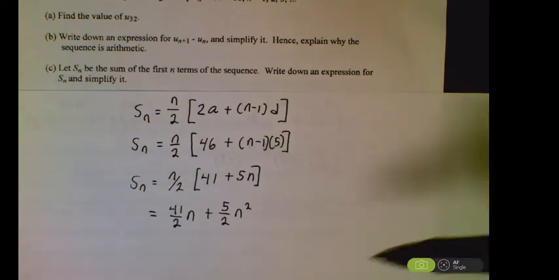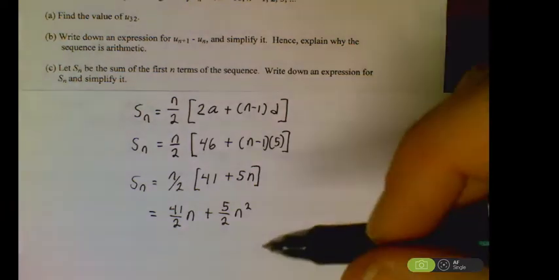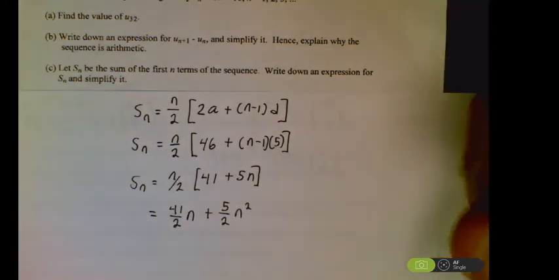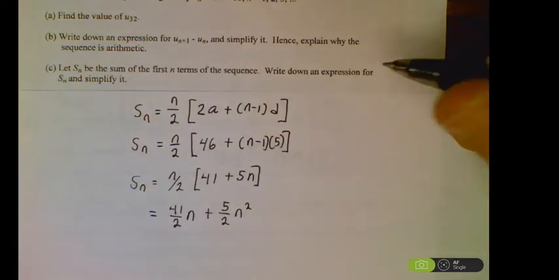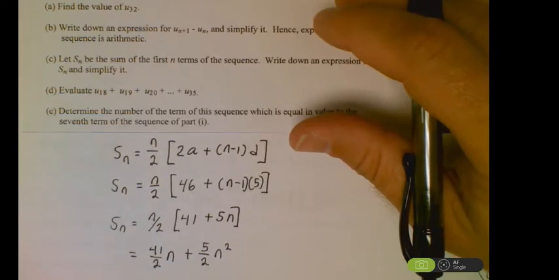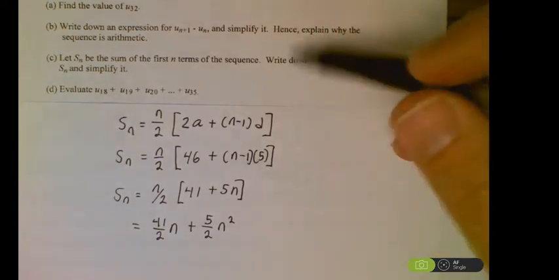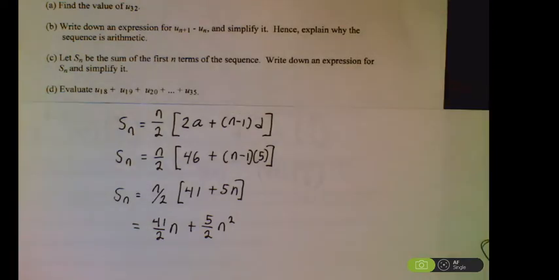Because I developed that general expression, now if they said something like, what's the sum of the first 10 terms, I could just plug in a 10 for n. Or the sum of the first 20 terms, I could plug in a 20 for n. So now that's easy to use now that we have that general expression. This one in particular is asking us for the sum of terms 18 through 35.